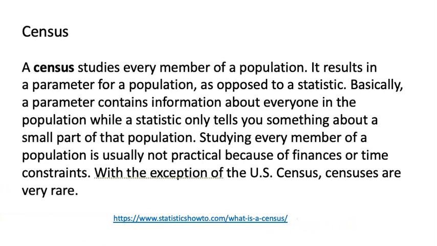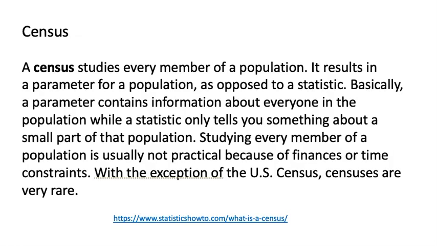So here is a definition from the internet, and you can see the citation at the bottom of the slide. These folks say that a census studies every member of a population. It results in a parameter for a population. So a number that reflects a population is a parameter as opposed to a statistic. We'll talk about those terms later. Basically, a parameter contains information about everyone in the population, while a statistic only tells you something about a small part of that population. Studying every member of a population is usually not practical because of finances or time constraints.